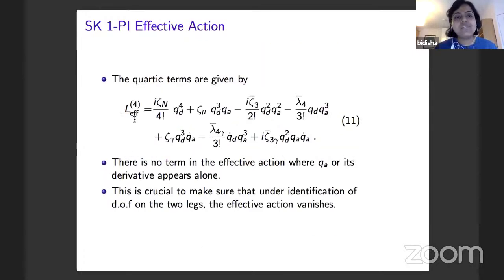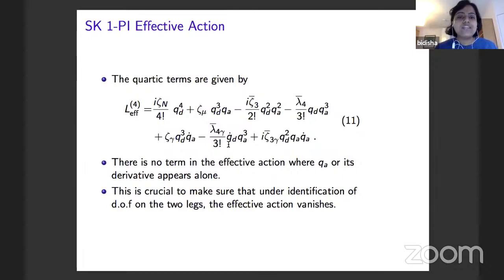And the quartic term in the effective theory is given by equation 11. Remember that these are essentially the parameters that were also appearing in the nonlinear Langevin equation. And we have been able to show the equivalence of this quantum path integral with the classical stochastic nonlinear Langevin description, by doing an appropriate noise integral, which I can discuss maybe towards the end if I have more time. So this is what the effective theory looks like for the quartic terms.